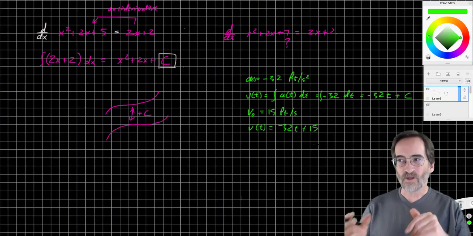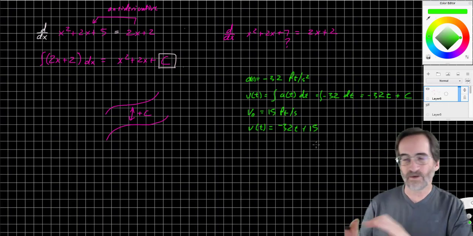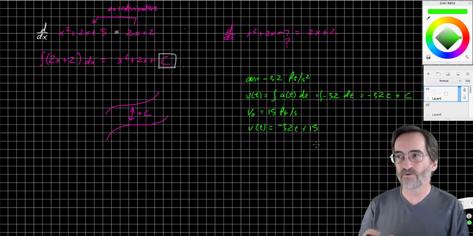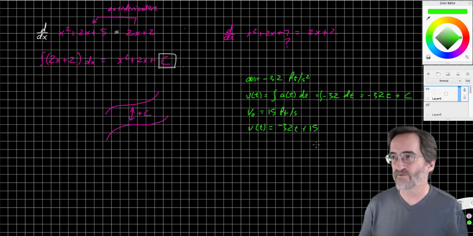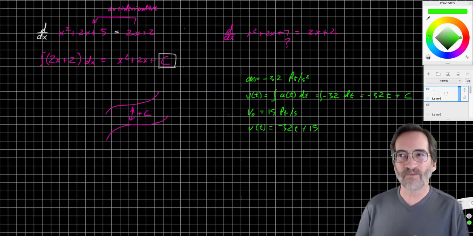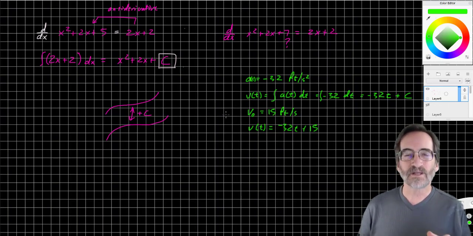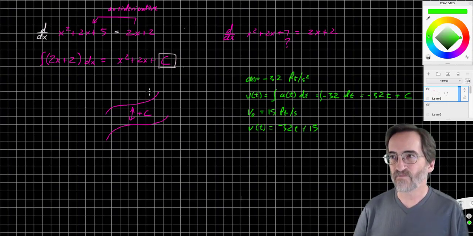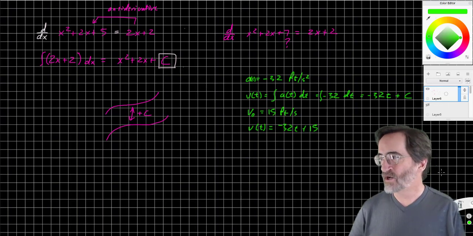Because that would be the velocity at t equals 0. When you insert t equals 0 into negative 32t, you get 0. And so 15 would be the value that's left over. Right? So hopefully that makes sense. When we take an indefinite integral, we end up with this constant of integration, c, to represent the constant that could be derived out.